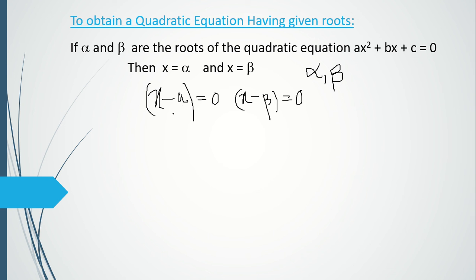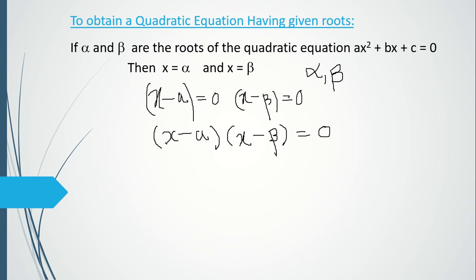Okay, now these were the two factors, right? Before coming to the roots, we come to the two factors. These are the two factors, and the product of these two factors, x minus alpha and x minus beta, is equal to 0. See, both are equal to 0, so the product of both is also obviously going to be equal to 0.